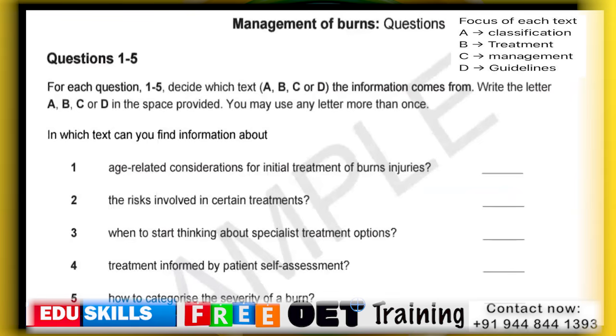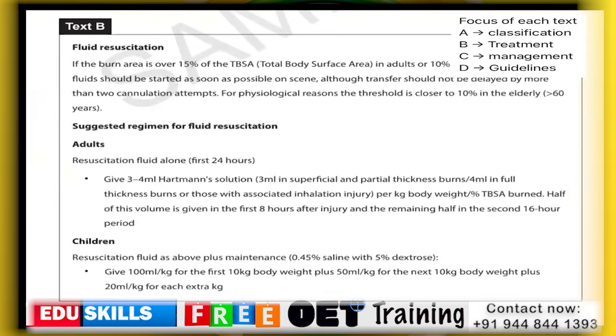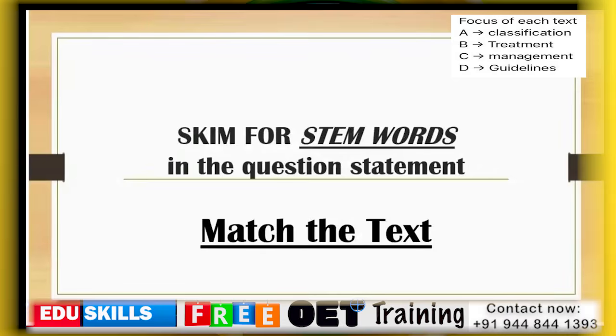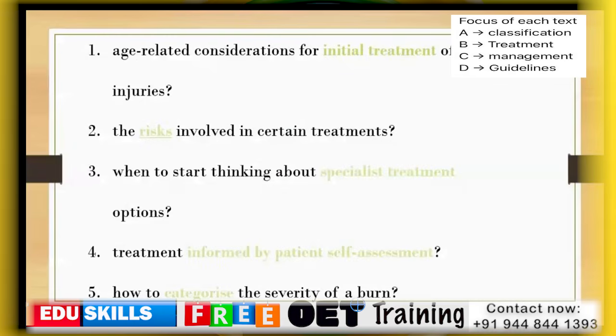And how to categorize the severity of a burn. Here the keyword is categorize. Categorize means we are going to differentiate the different degrees of burns, which we see in the first text, text A. That is superficial, partial thickness, or deeper thickness.